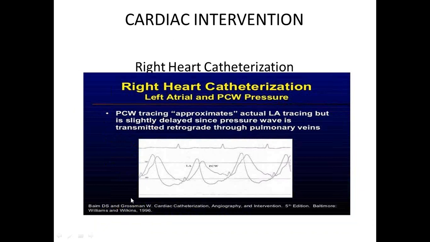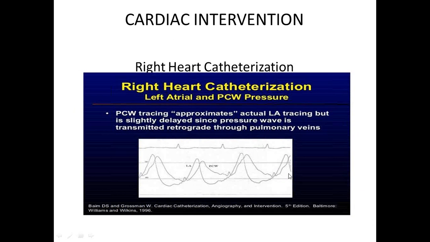But if you were to advance a catheter in the arterial system into the left atrium and you were to record that, they look very, very similar. And that's what you expected. So this is your left atrial pressure tracing. Okay, left atrial pressure tracing.